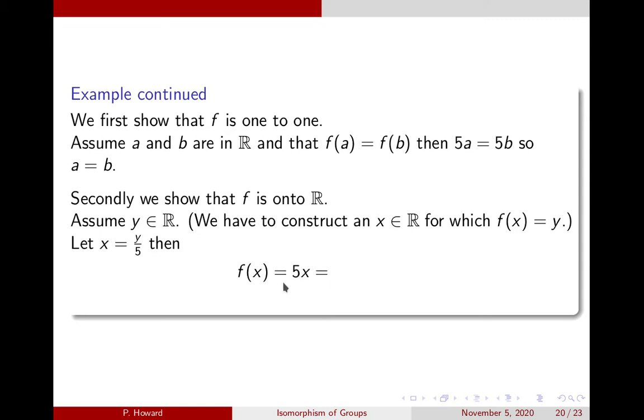f of x is 5x, according to the definition of the function f. x is y over 5. 5 times y over 5 is y. This completes the argument that f is onto the real numbers.